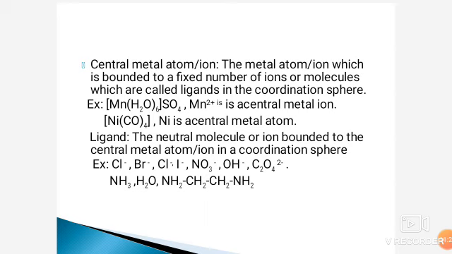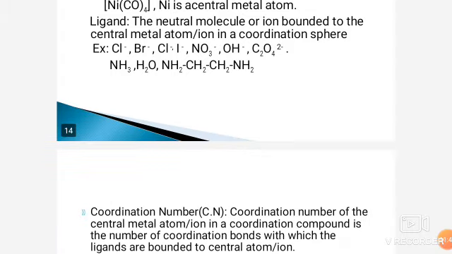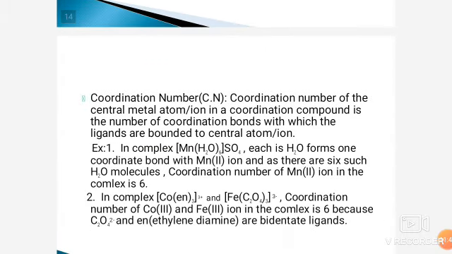Ligand: the neutral molecule or ion bound to a central metal atom or ion in a coordination sphere through coordinate bonds is called a ligand. Examples are Cl-, Br-, NO3-, OH-, NH3, water, and ethylenediamine. These are the examples.